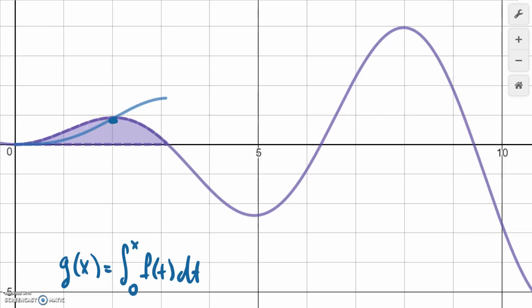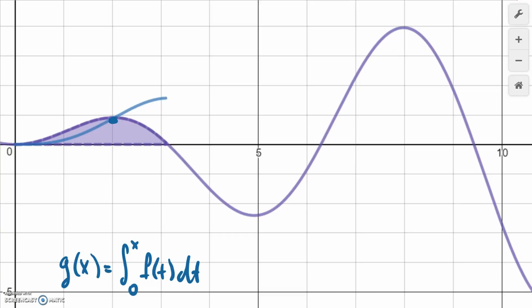As I continue, that's where it changes concavity, right? That's exactly where g changes concavity, and that happens because f changes from increasing to decreasing. So I'm changing from a state of accumulating area at an increasing rate to a state of accumulating area at a decreasing rate. I'm still accumulating area until I reach that point, right?